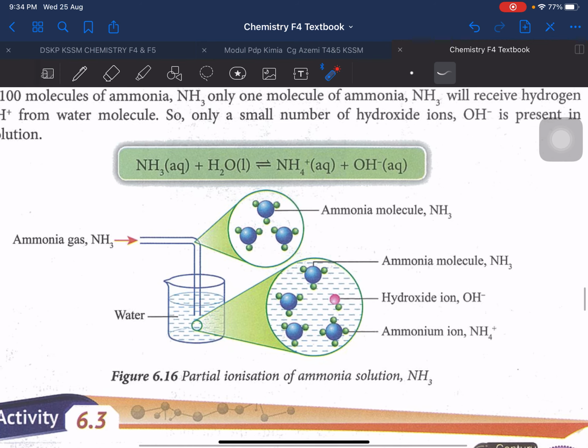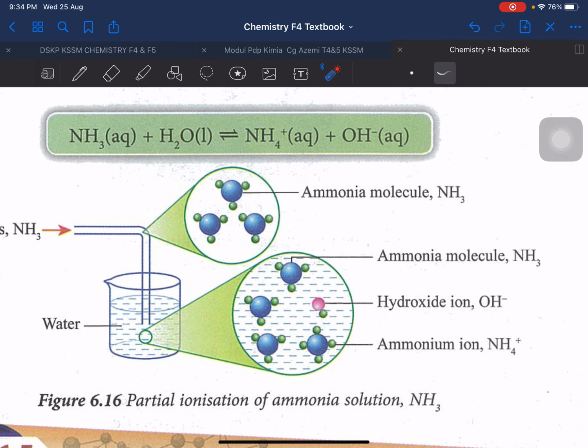Okay, look at the figure 6.16 here. Partial ionization of ammonia solution. So this is ammonia gas masuk di dalam air. Ammonia molecule look like this. NH3 ada satu N, ada 3 H. Okay, so when we zoom it, you're going to see the ammonia molecule still ada. And then you will see that ada juga ammonium ion dan ada juga hydroxide ion. Tapi berapa? You see, satu saja. Because the degree of dissociation adalah 1.3%.